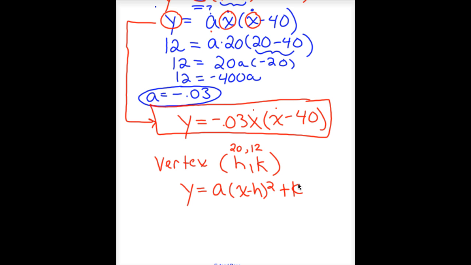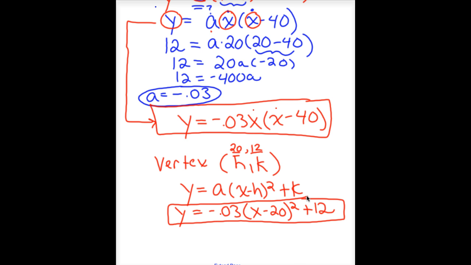So for our model, we knew that our a was negative 0.03 because I just found it. My vertex is at 20, so it'd be x minus 20 squared, and my k is 12. So that would be in what we call vertex form. Its vertex is at 20, 12, and that's why they call it vertex form, because it's so easy to pluck your vertex off of it.